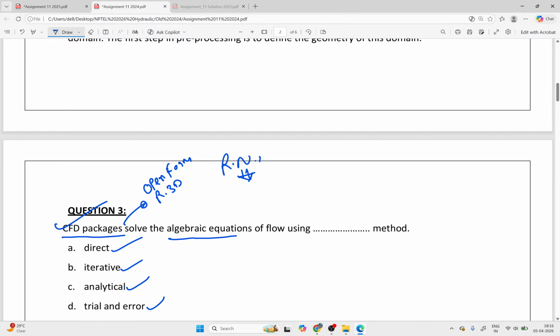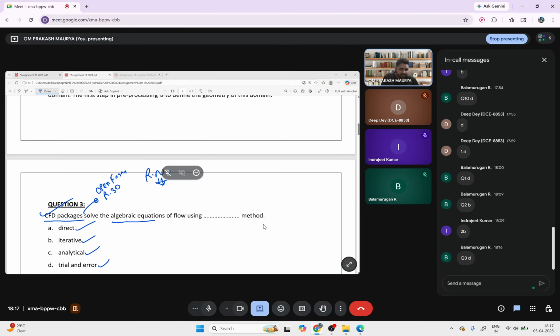Now the questions are going a little bit advanced, so I hope you will understand. For question number 3, Bala is telling D, trial and error. Nice. Other students, please also try to write your answer.